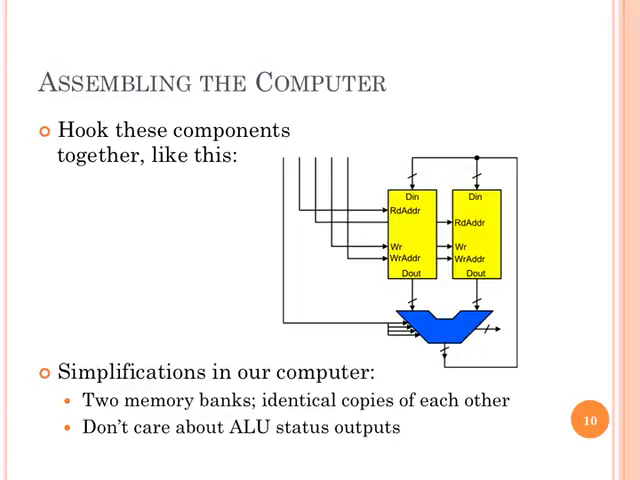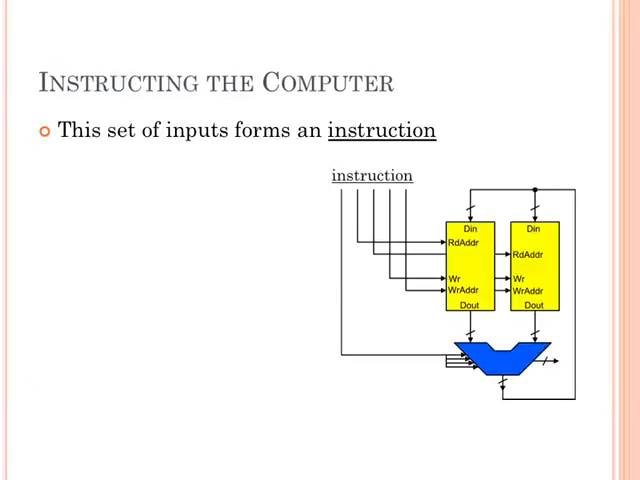Why do we have these two memory banks? Well, just to keep things simple. Both memory banks will be mirror copies of each other. They will always contain the exact same contents at a given address. So address 3 in both memories will be an identical value. And right now we also don't care about the status outputs of our ALU. We don't really care about our computation's status. We just want to store the values of the computations. We'll get to that later.